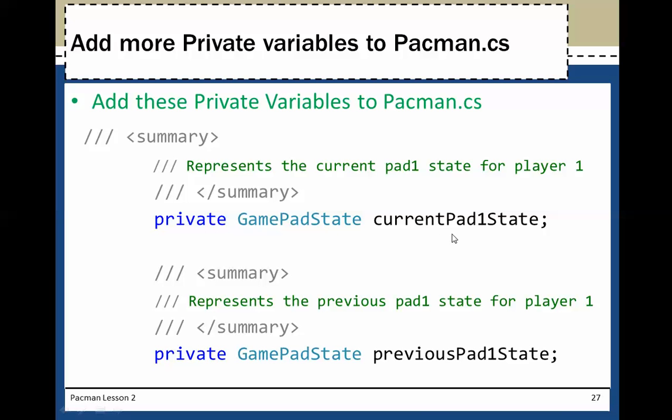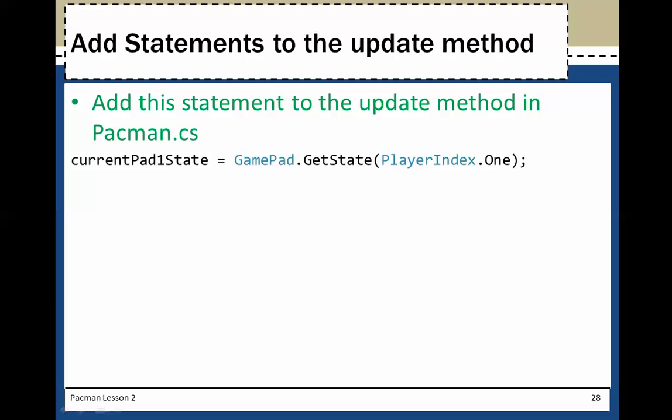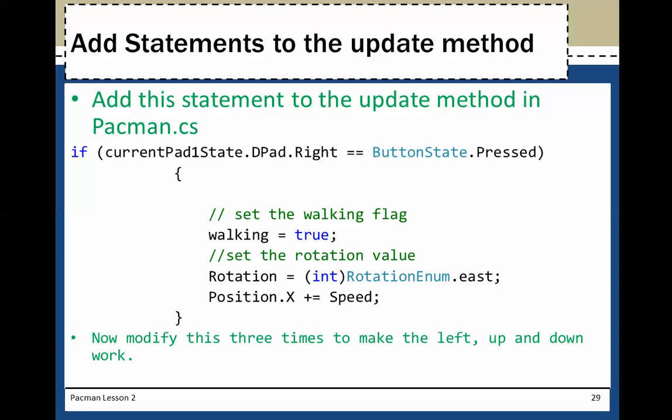Okay, add those in, and add the statement to the update method in Pacman. Now modify this three times to make left, up, and down work. This will only go right, so you modify this so it'll make it go in all the directions.